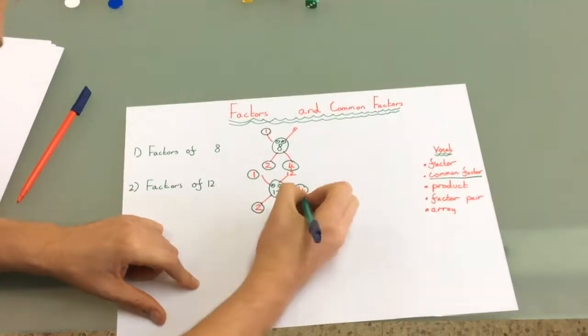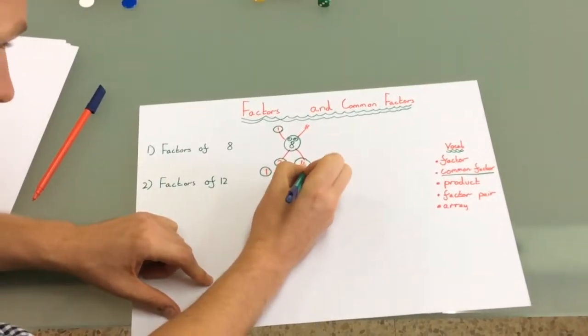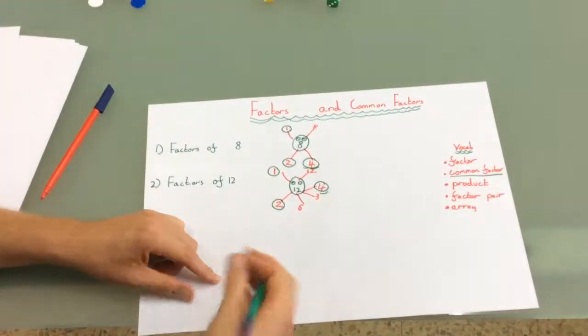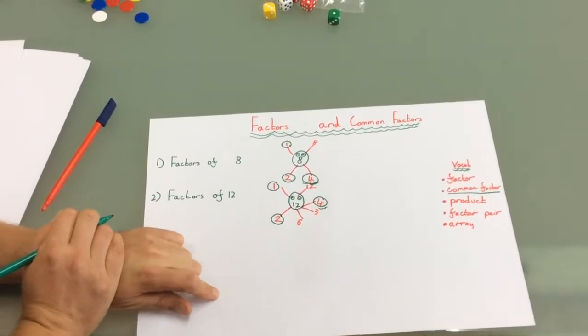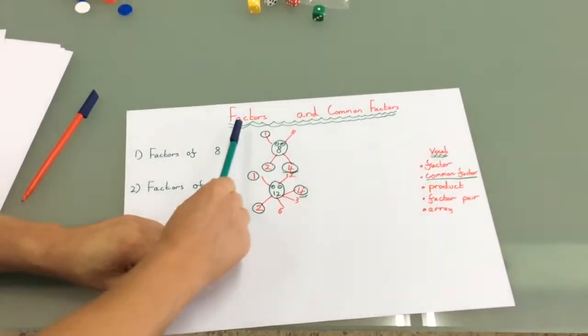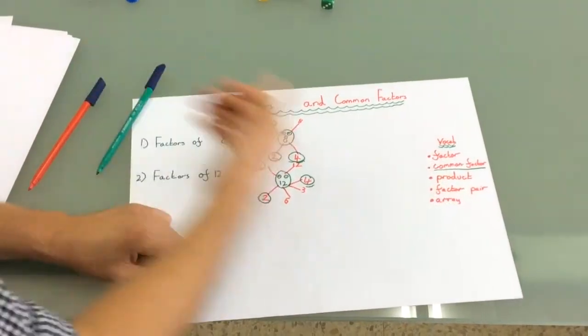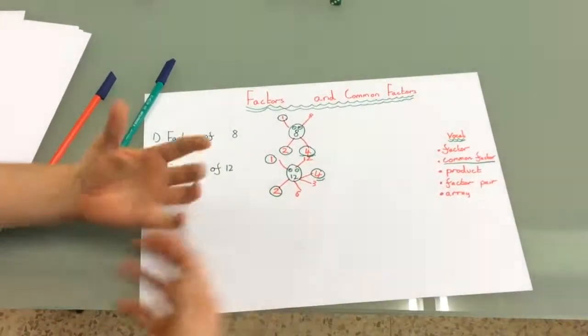And the last thing, this is a very special one, 4, because 4 is what we call the highest common factor. It's the biggest number which is a factor of both of them. In this video, we've learned what factors means and common factor means, and that we can use counters and arrays to help us find the factor pairs.